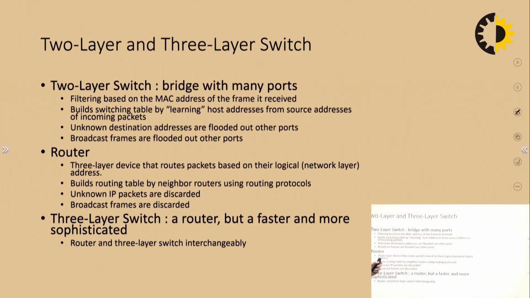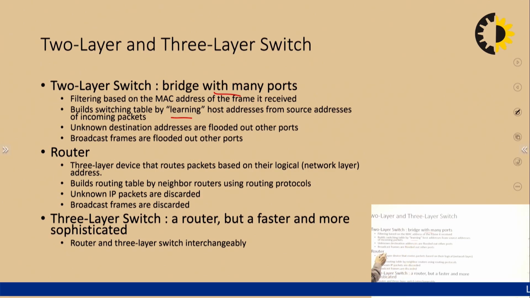The two-layer and three-layer switch, if we will see, so the two-layer switch is a bridge with many ports. That means a bridge with many ports becomes the switch here. Two-layer filtering is based on the MAC address of the frame received. It builds a switching table by learning host addresses from the source address of incoming packets.